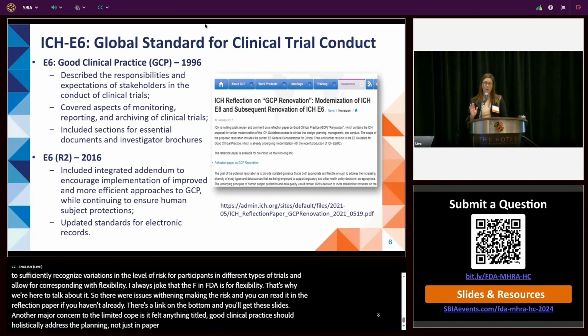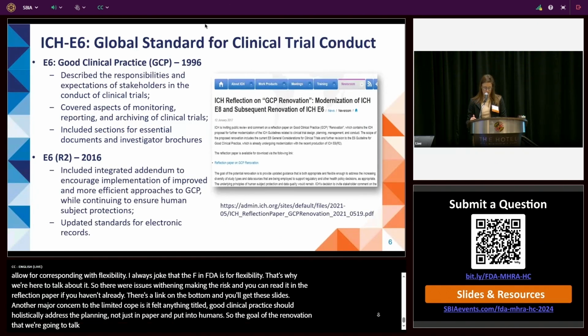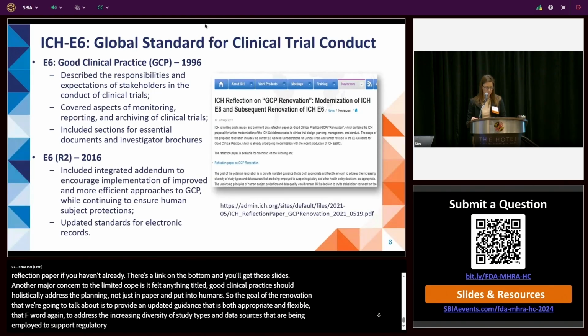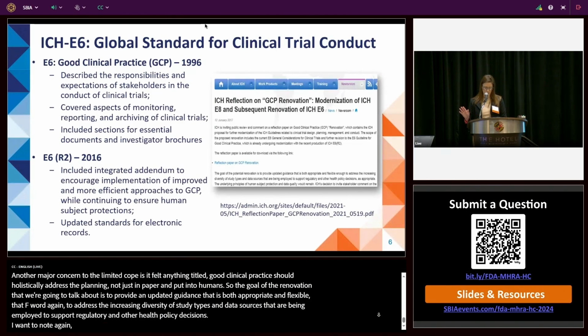So the goal of the renovation that we're going to talk about is to provide an updated guidance that's both appropriate and flexible, that F word again, to address the increasing diversity of study types and data sources that are being employed to support regulatory and other health policy decisions. I want to note again that the underlying principles of this guideline for human subject protection and data quality is obviously going to remain. That's important.